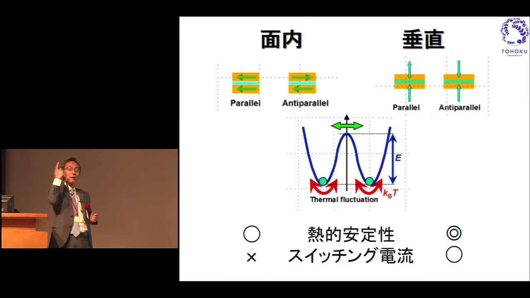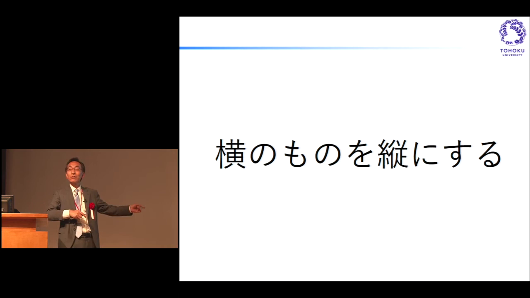So we want to use it perpendicular. Our hard disk uses this perpendicular system now. So turning things lateral to vertical is technically important. The young students are used to this phrase in the class. You know, if we say this person doesn't turn things lateral to vertical, this means that person is lazy. This is a kind of pun. But turning things lateral to vertical is technically difficult, and also not being lazy is important.